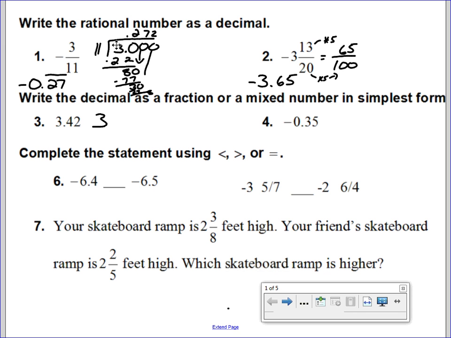This is 3 and 42 over 100. Does everybody agree? Now it's not in simplest form, so I'm going to cut them both in half. Everybody okay with that? Yes. This one is going to be negative 35 over 100. And I know that 5 goes into both those numbers, right? So it's going to be negative 7 over 20.